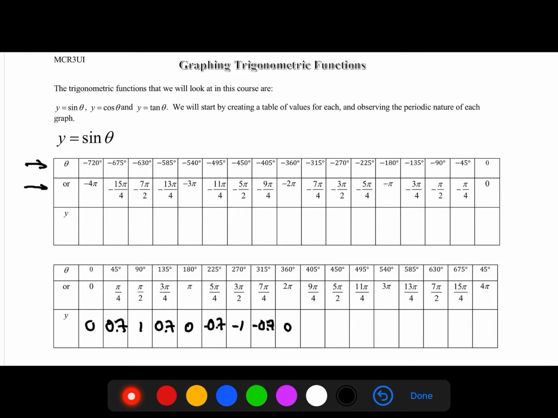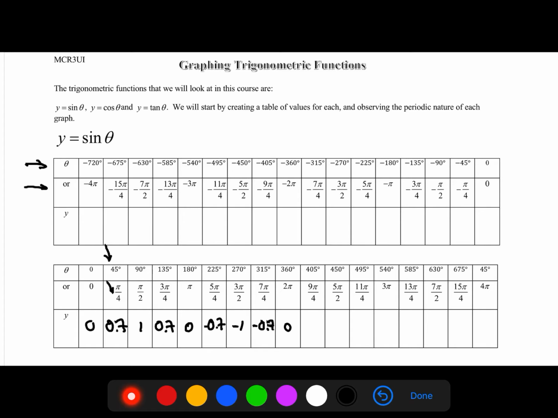So you'll notice that theta can be measured in degrees or in radians. And again, when we're talking about angles in standard position, we can measure those in degrees or radians. And the ratios for those angles, as long as they are equivalent spots on our grid, are going to be the same. So the sine ratio for a 45-degree angle or pi over 4 is exactly the same.